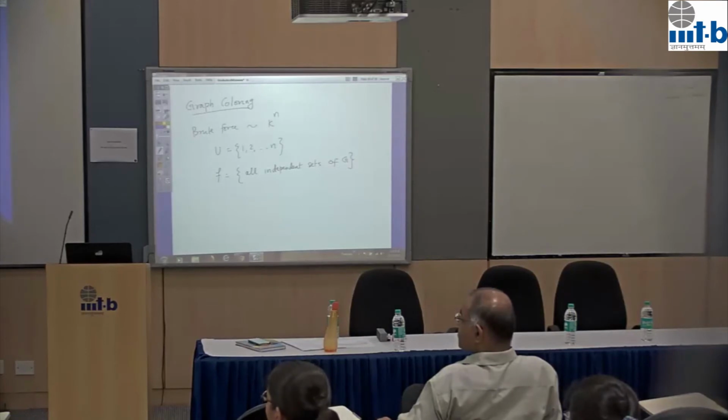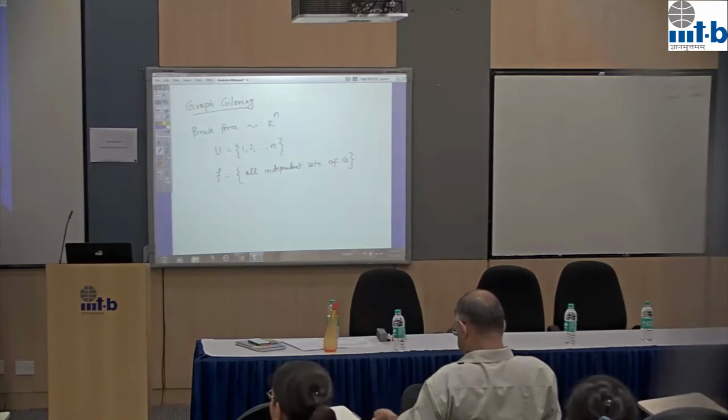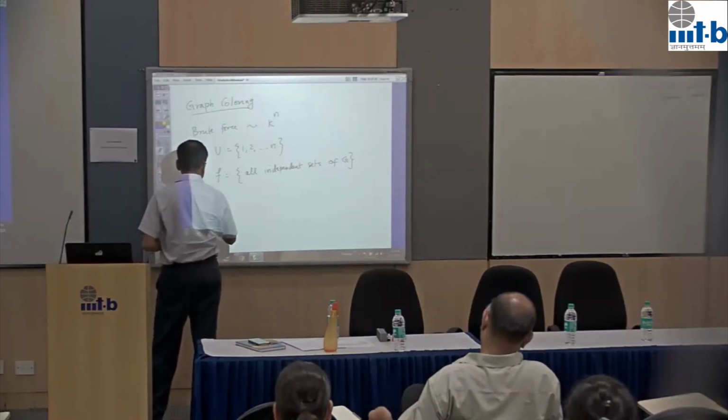How do I get all independent sets? Okay, there are algorithms which can enumerate them. Given a graph, it will run through and enumerate all independent sets. So you just get that. There is some systematic way of enumerating all independent sets in 2 power n time. Even better than that, but that's good enough for us.